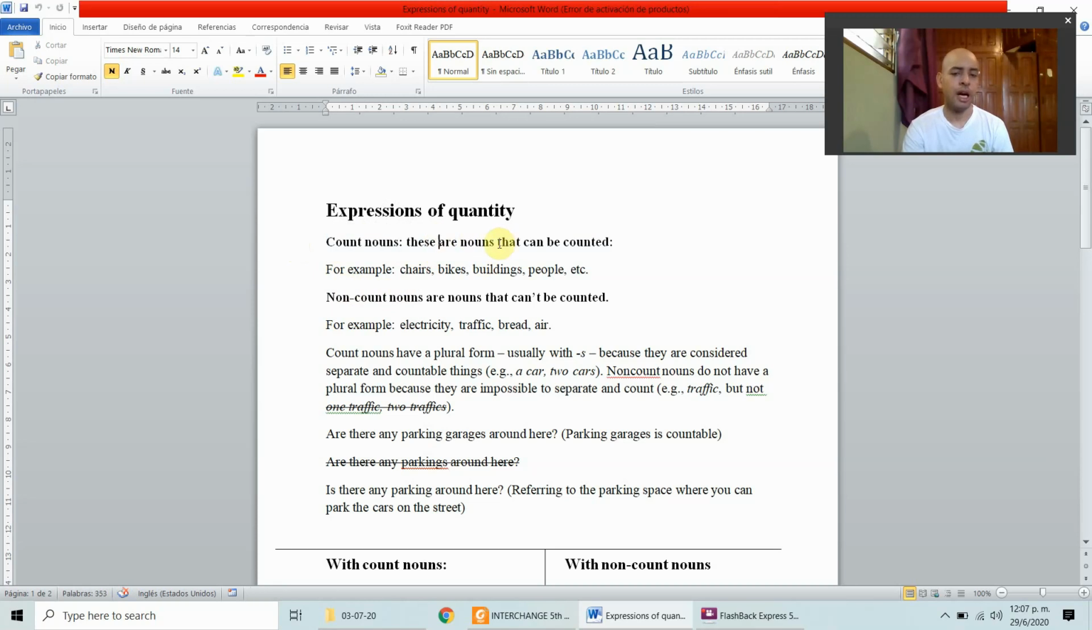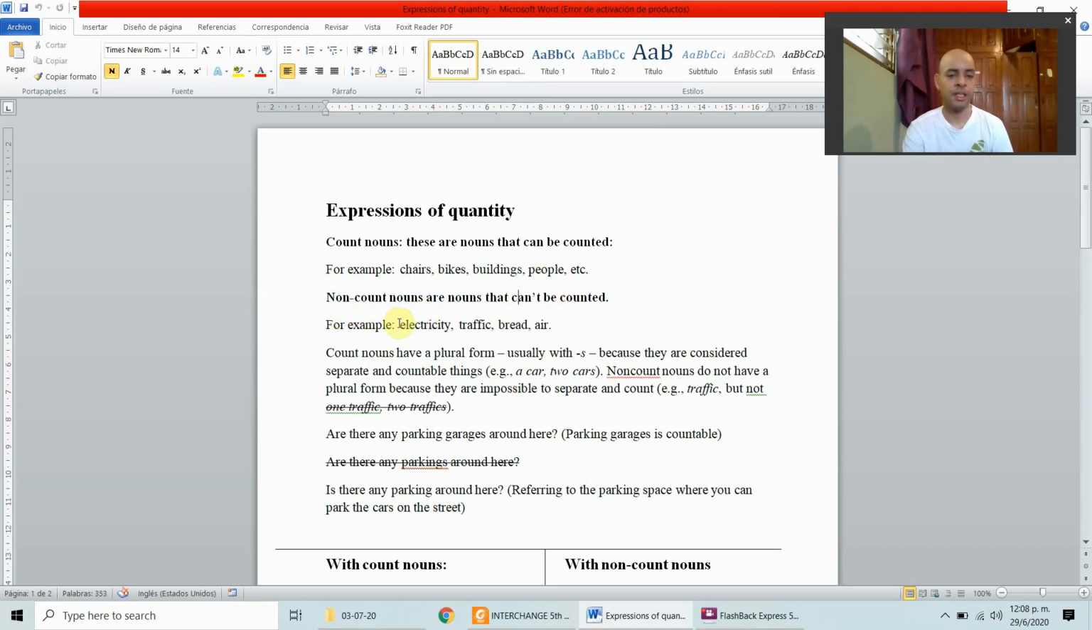Count nouns are nouns that can be counted. For example, chairs, bikes, buildings, people, etc. So these nouns can be counted with common numbers, with your hand. 1, 2, 3, 4, 5. One bike, two bikes, four buildings, 10 people, and so on. Non-count nouns are nouns that can't be counted with common numbers.